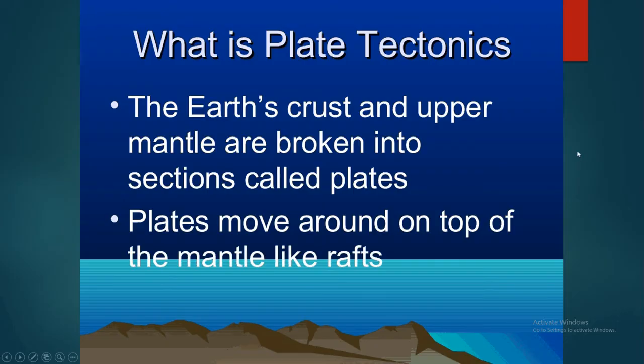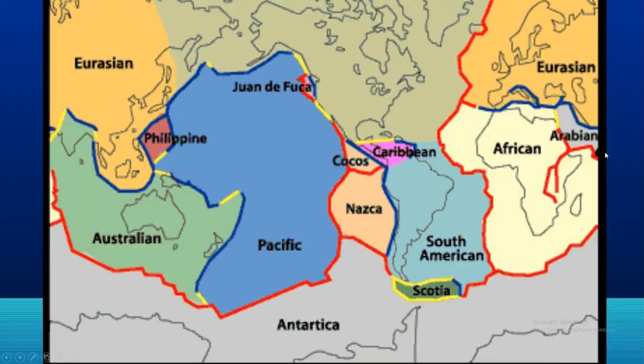So plate tectonics. What is plate tectonics? It's the Earth's crust and upper mantle broken into sections called plates, and they move across the hot mantle like a boat, like a raft. It's floating on top of that hot material.